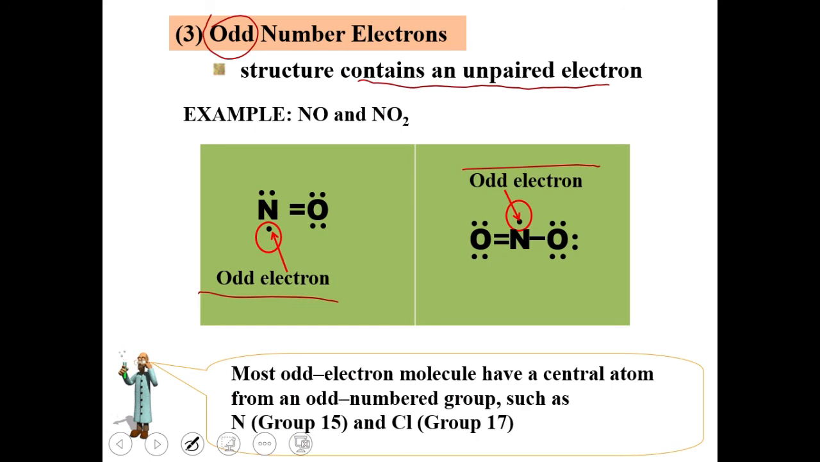Mostly, odd-electron molecules usually come from groups with an odd group number, so group 15 and group 17. So with an odd number, you see the electron is lonely. The electron is lonely, it is not paired, it is odd.